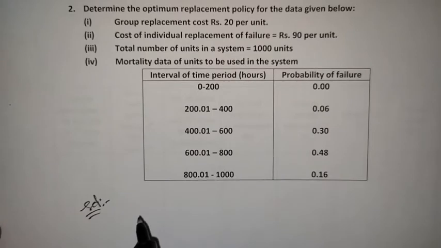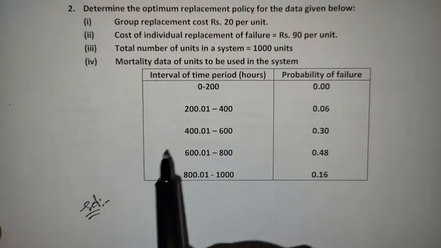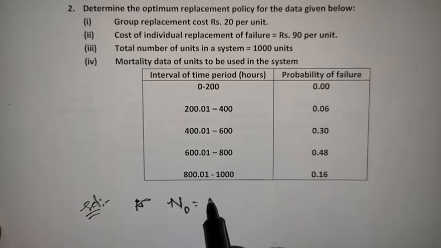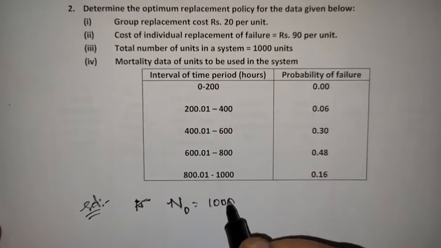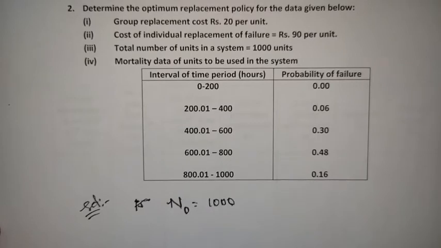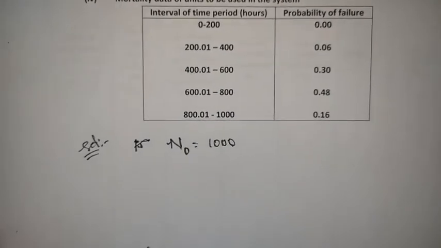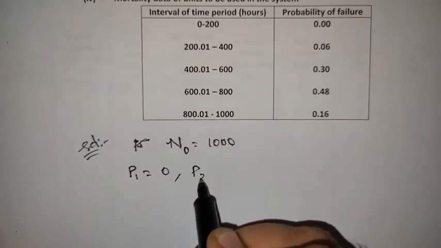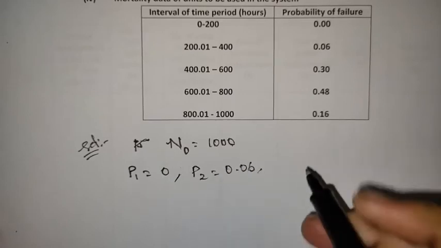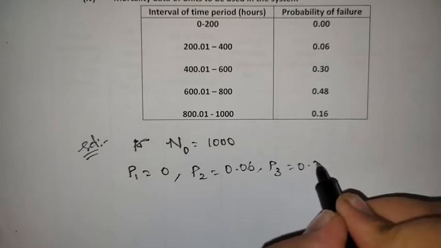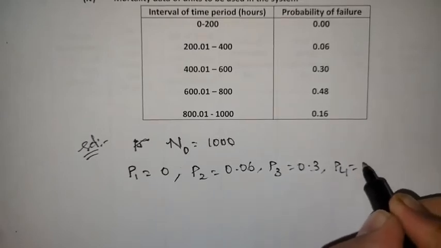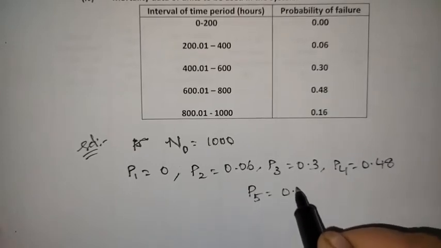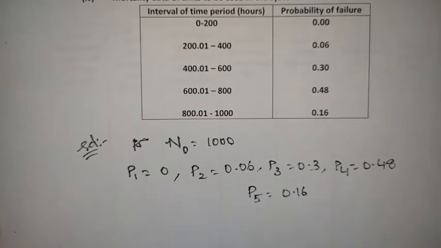So now what is the data given to us? Write that. The total number of units is N0, and that equals 1000 units. That was already given. And next, the probability values were given to us. So write them. P1 equals 0, P2 is 0.06, P3 is 0.3, P4 is 0.48 and the P5 value is 0.16. If you sum all of those values you will get 1.